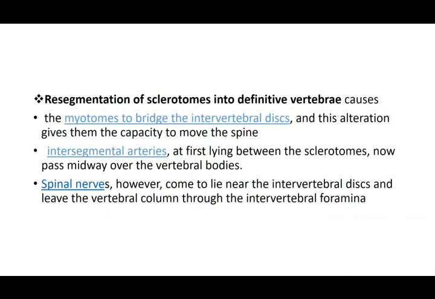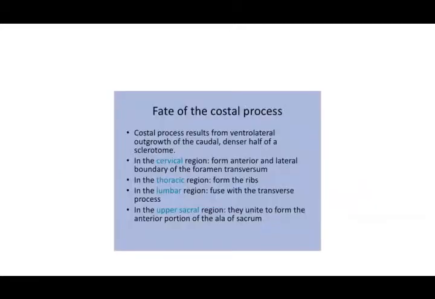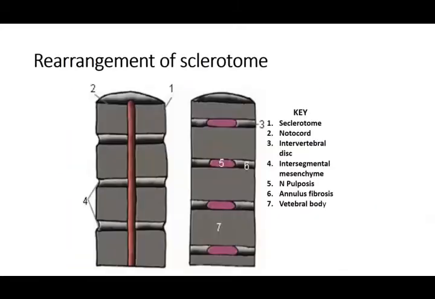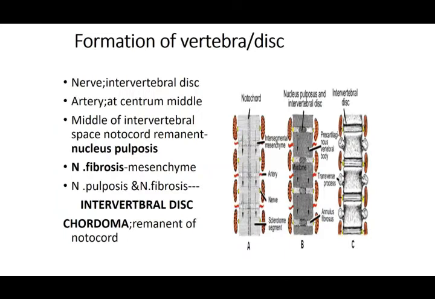Then, because of the resegmentation, three things happen. The myotomes bridge the intervertebral disc, that is, they are at the level where you have the intervertebral disc. If you see this picture, they are where you have the intervertebral disc, and this red is going to bridge onto the intervertebral disc, these myotomes. That is one structure that is going to change at the end of the resegmentation.